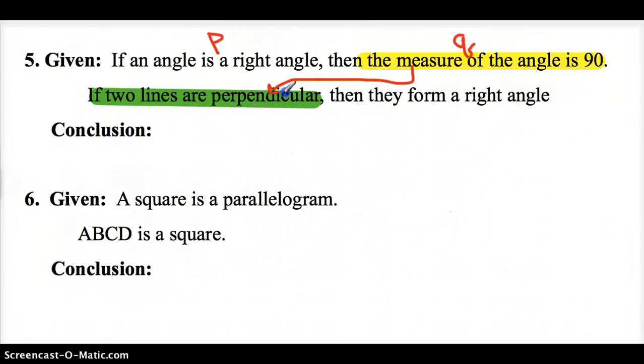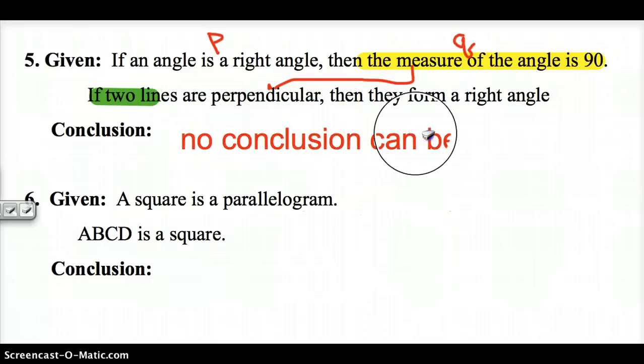This is supposed to be matching here, and it is not. So this is a no conclusion can be drawn, because it should be saying if two lines have 90-degree angles, or if the angle measure is 90 degrees. And it does not read this is Q and this is not Q, so there's no conclusion.